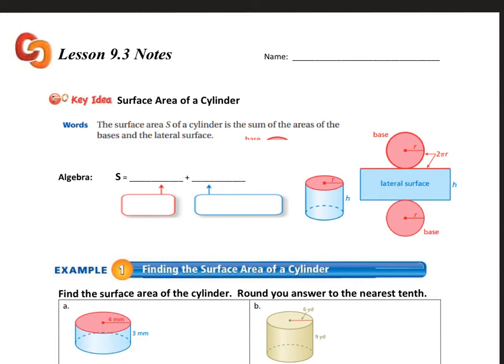Howdy folks, today we are going to go over lesson 9.3, which covers the surface area of a cylinder.